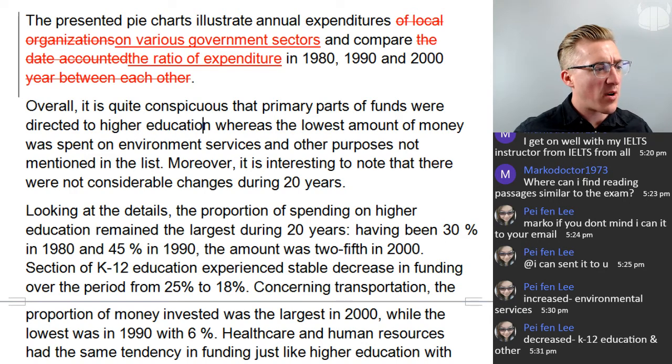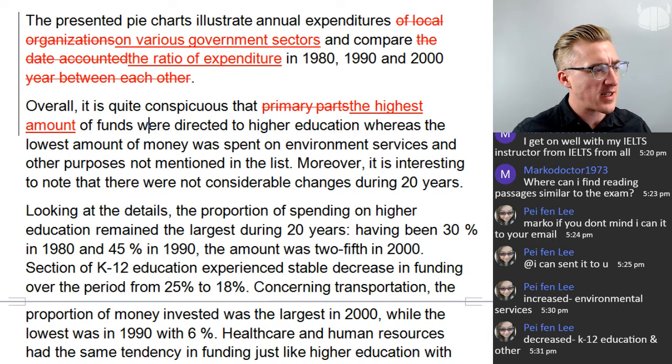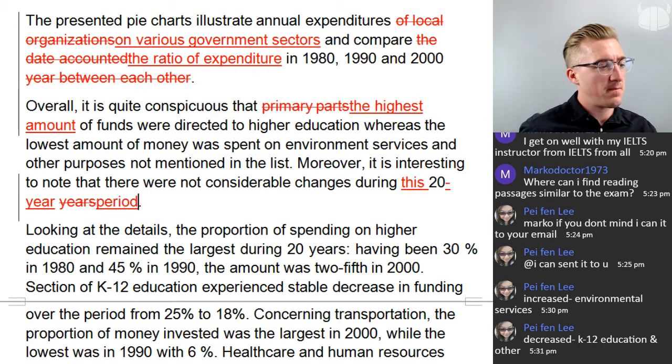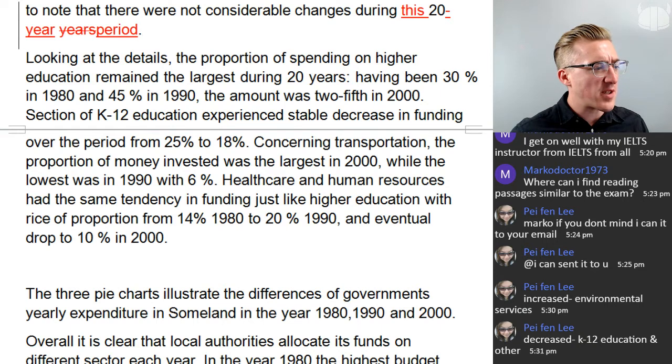Overall, it is quite conspicuous that primary parts of funds were directed to higher education. The highest amount of funds were directed to higher education, whereas the lowest amount of money was spent on environmental services and other purposes not mentioned in the list. Moreover, it is interesting to note that there were not considerable changes during this 20-year period. Not bad. Again, we don't really have the time thing, but I like this point, it is an interesting one. Looking at the details, the proportion of spending on higher education remained the largest during, we'll just say during these 20 years.